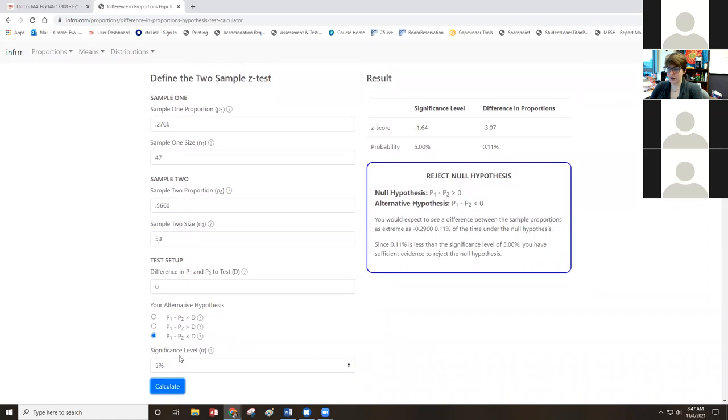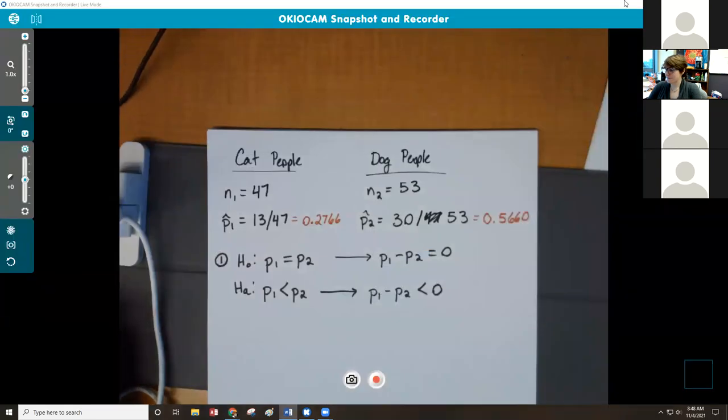Go ahead and hit calculate, and what we get is a p-value of 0.11%. So 0.11%, that's a very low p-value. So what that means is that we found evidence to reject H-naught, which means that our alternative hypothesis is probably correct. Dog people, on average, do have more backyards than cat people. I'll go ahead and write that down just for fun.